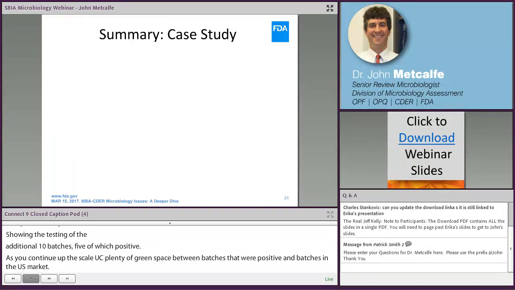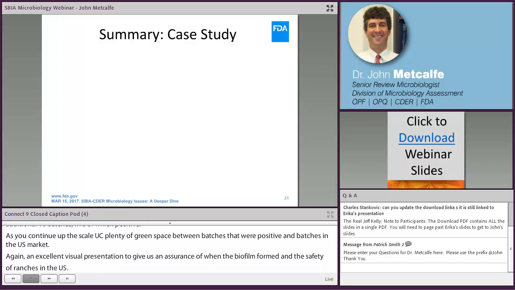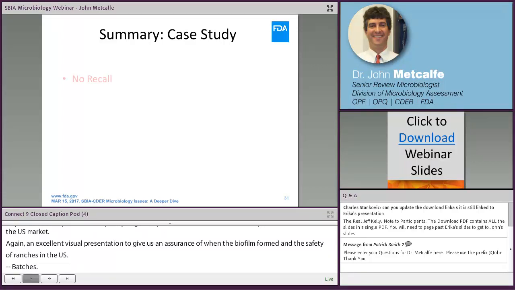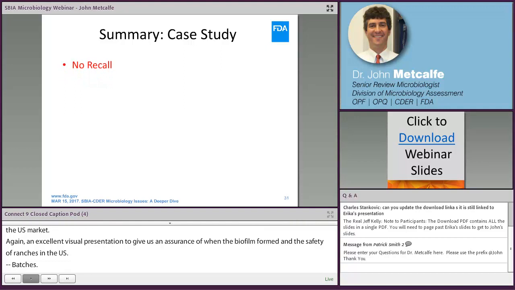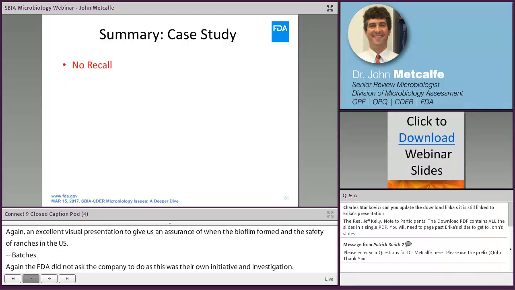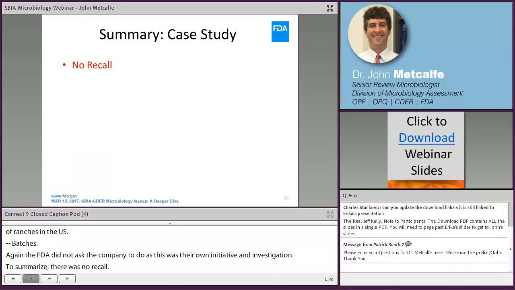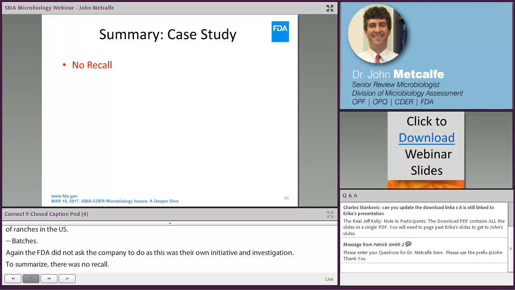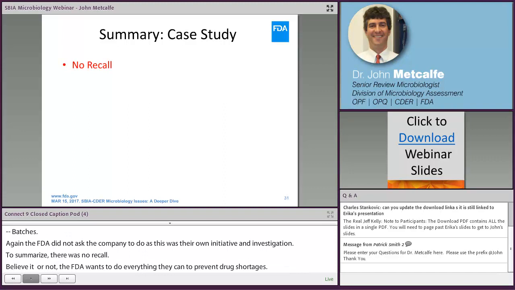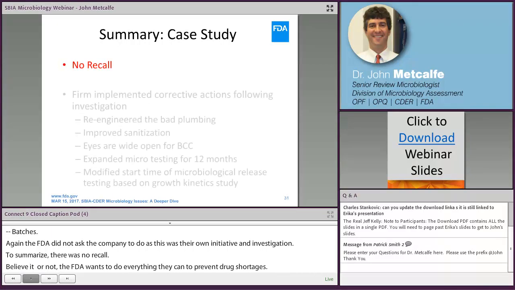Again, FDA didn't ask the company to do that. This was their own initiative and part of their own investigation. To summarize, there was no recall. And believe it or not, FDA wants to do everything that they can to prevent drug shortages. So this is a win here when we don't have to suggest to a firm that they should be recalling their products. This was good.